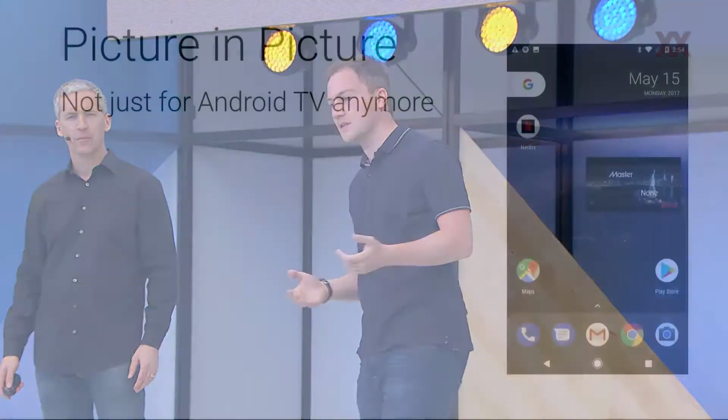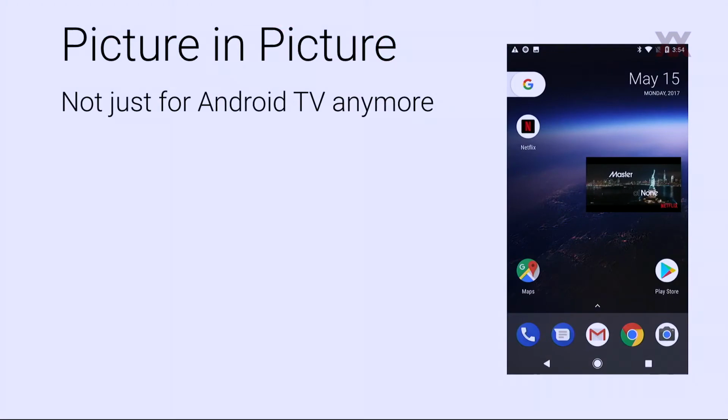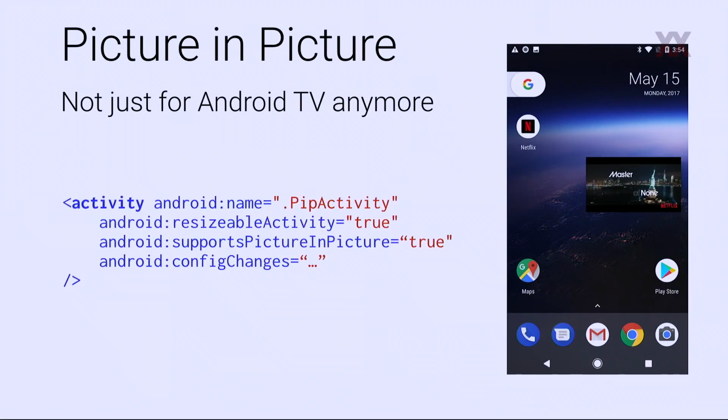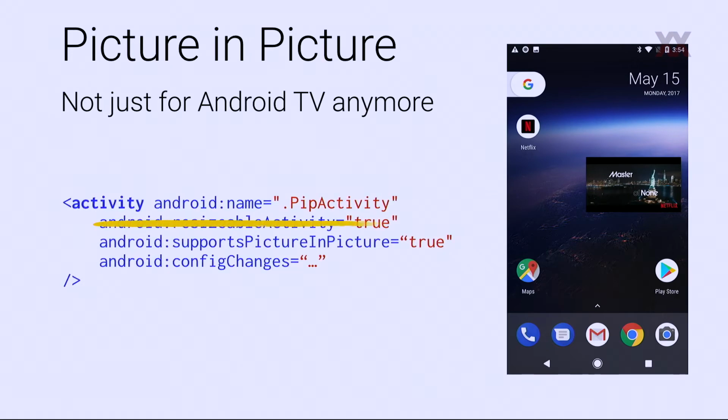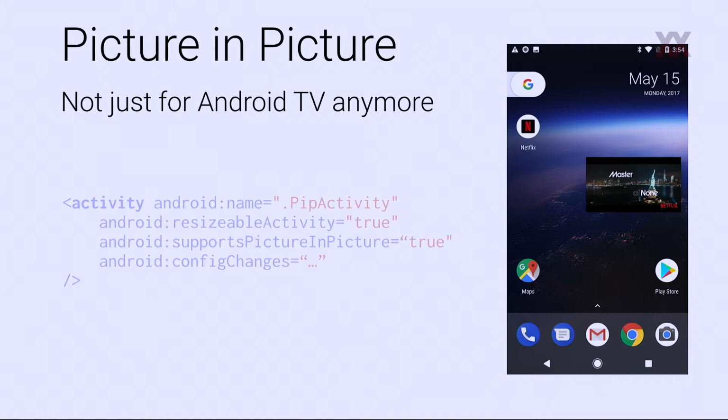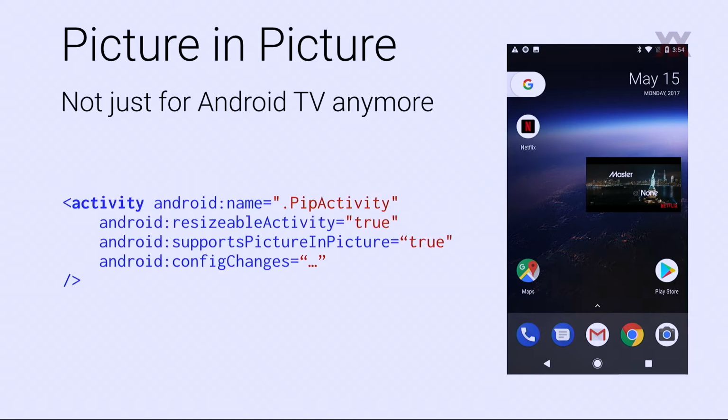So the first feature that you saw this morning in one of the keynotes, picture-in-picture, is not just for TV anymore, it's also for your phone. So here we have an example of a third-party application, Netflix, running on your phone, picture-in-picture. There we go. And it's really easy to implement in your application. You just have to modify your manifest. You just have to set supports picture-in-picture true.